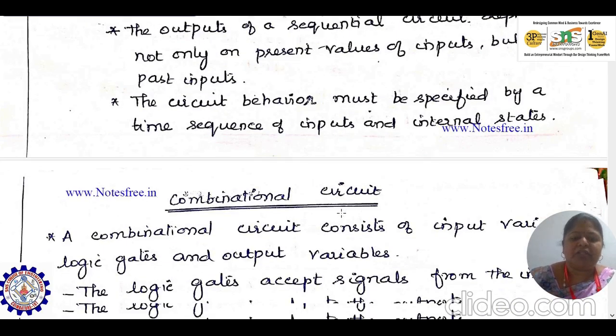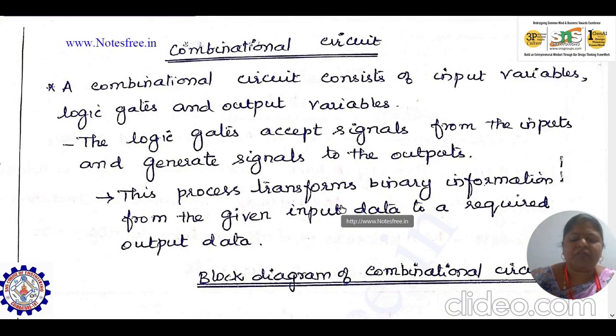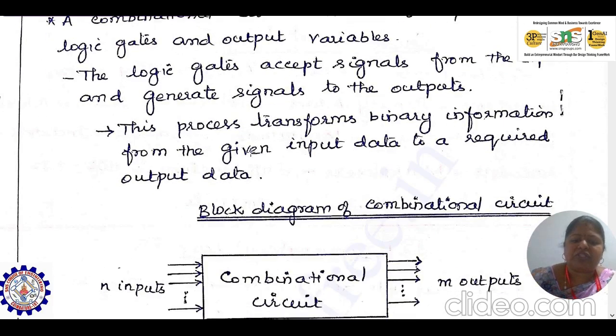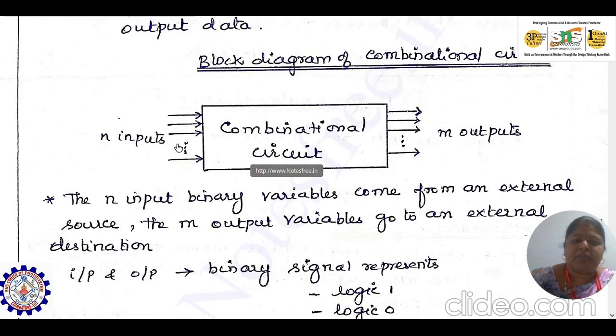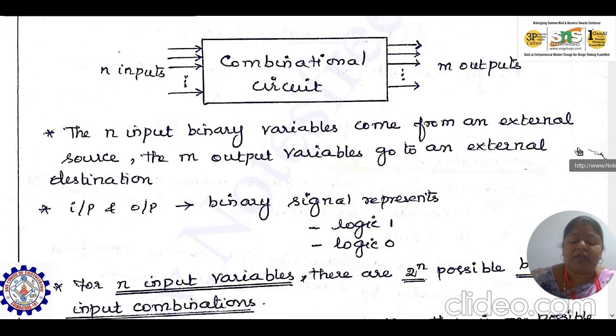And the combinational circuit consists of input variables, logic gates and output variables. The logic gates accept signals from the inputs and generate signals to the output, and this process transforms binary information from given input data to the required output data. Here is the block diagram which explains the combinational circuit. As we see here, n inputs have been given, and through the combinational circuit we get m outputs.